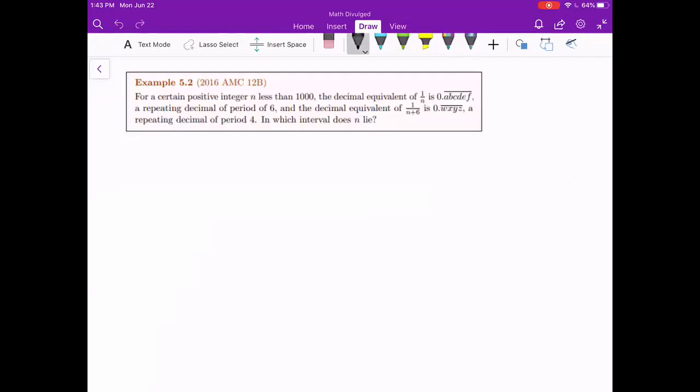So the problem states that for a certain positive integer n less than 1000, the decimal equivalent of 1 over n is some repeating decimal with period 6. And the decimal equivalent of 1 over n plus 6 is some repeating decimal with period 4. The question asks, in which interval does n lie? So if 1 over n can be represented as a repeating decimal of period 6, then n must be a divisor of 999,999.